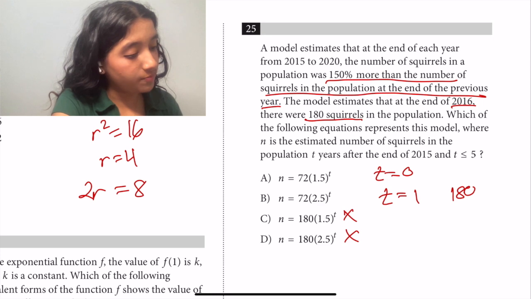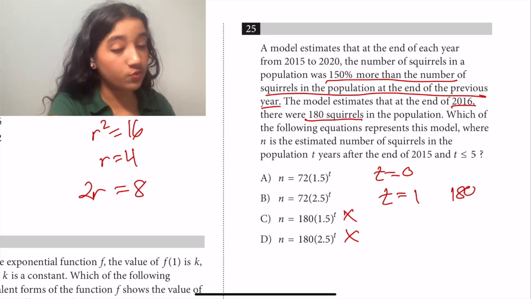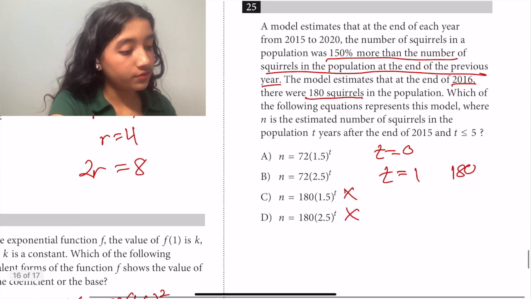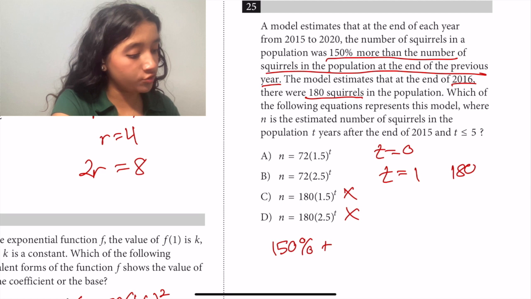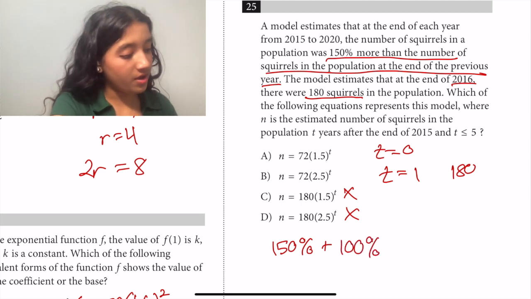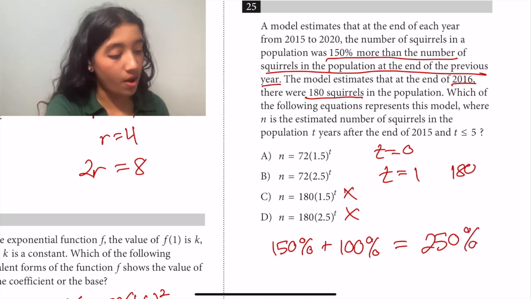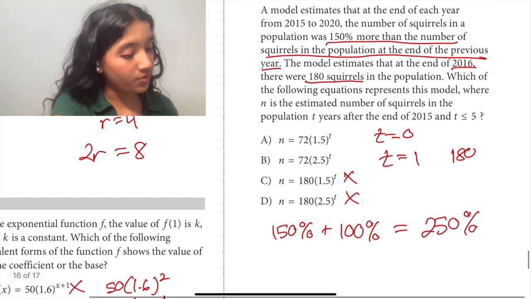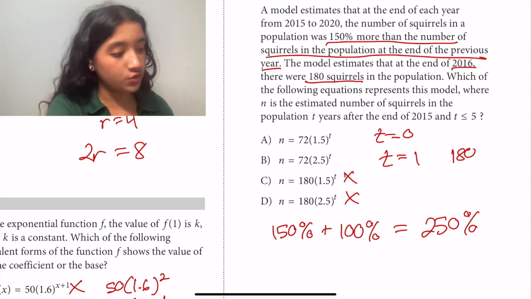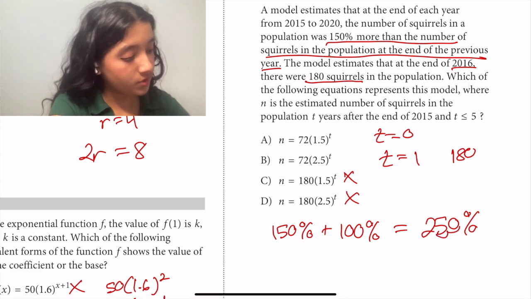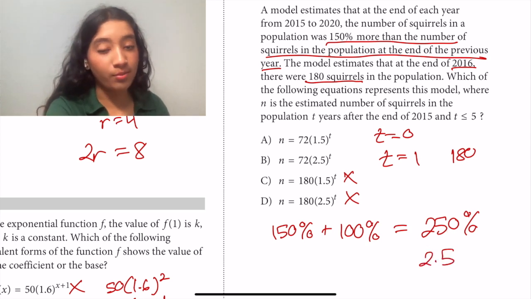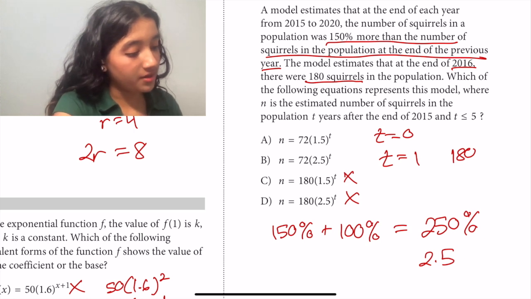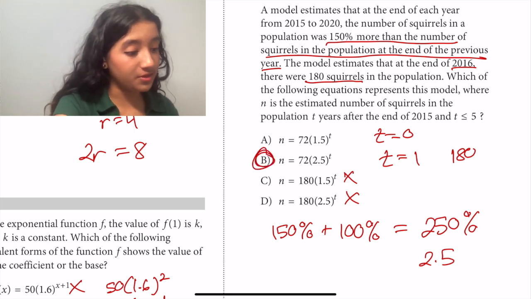And then we're also given that in 2016, the population was 150% more. So if we have 150% more, and that's more than 100%, which is our starting point, we have that the population in 2016 was 250% of the population we had in 2015. And we know that in order to convert this from a percent to a regular number, we can divide by 100. So that means that the population in 2016 is 2.5 times as much as the population from 2015. So that means that our correct answer is option B.